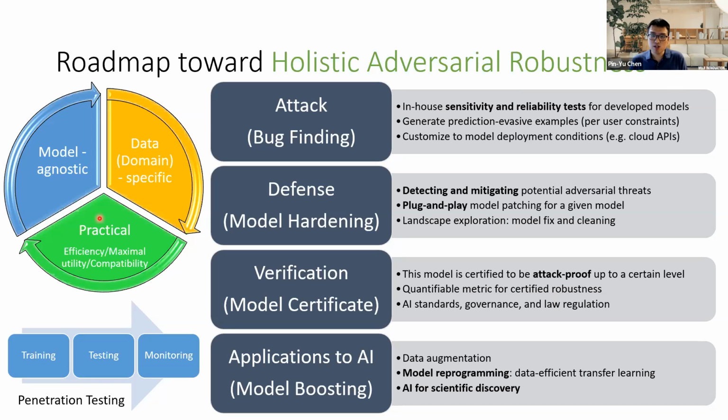And the final dimension is the applications to AI. Through understanding the vulnerability and weaknesses of the AI systems, especially deep learning models, we can actually twist the lessons to do some new applications to AI. And I will show two examples in this talk, applications inspired by studying the adversarial robustness of neural networks.